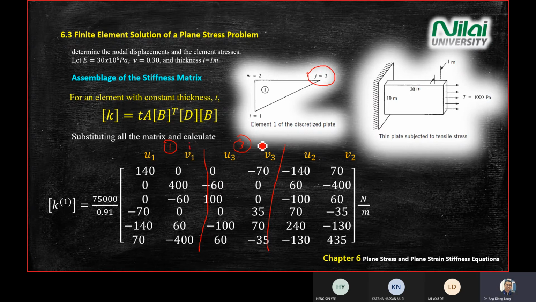This is I, this is J, and this one is point J. Point J, according to the question, is point number 3. So that's why you have a U3, V3 there. And then this is the third point in the diagram. So the third point in the diagram is point number 2. So you have U2, V2. Be careful on the notation. Okay.